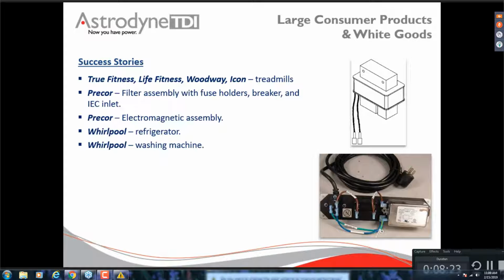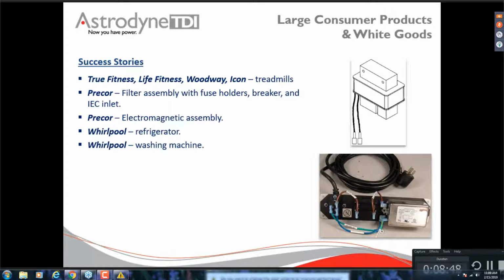Well, what are some of the success stories we've had with these kinds of OEMs and companies? Some of the companies worth mentioning are True Fitness, Life Fitness, Woodway, Icon. We've provided them standard filter solutions for their treadmills. Whirlpool, we've provided the refrigerator filtering, and we've provided filtering for the washing machines. Precor is the focus for this one.